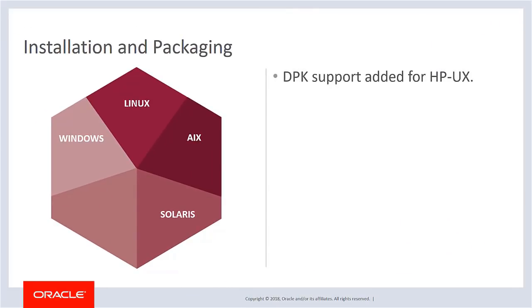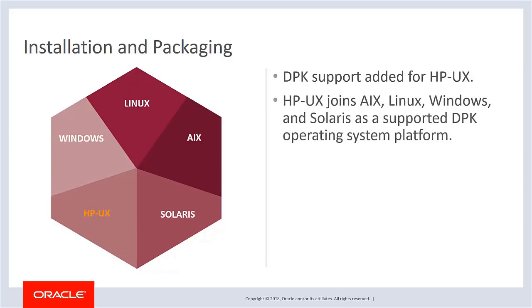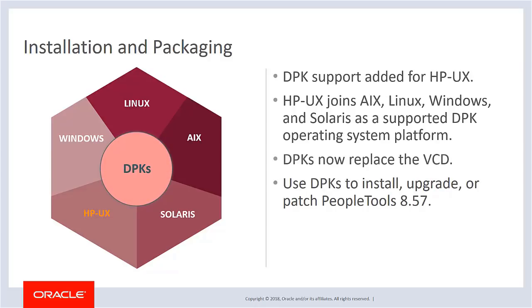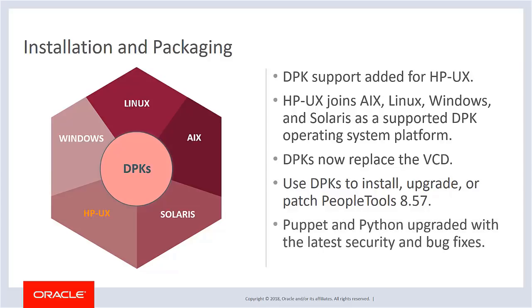DPK support has been added for HPUX. HPUX joins AIX, Linux, Windows, and Solaris as a supported DPK operating system platform. DPKs now replace the VCD, so you'll use DPKs to install, upgrade, or patch PeopleTools 8.57. The Puppet and Python software provided with the DPKs has been upgraded to Puppet 5.3.5 and Python 3.6.2 to take advantage of the latest security and bug fixes.